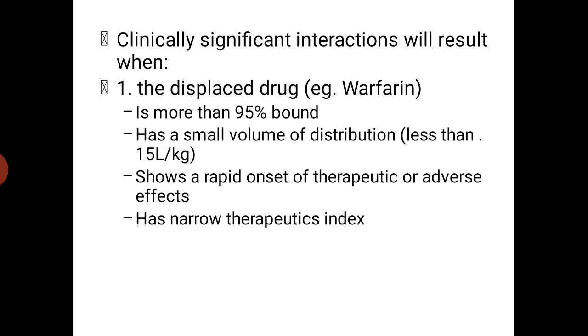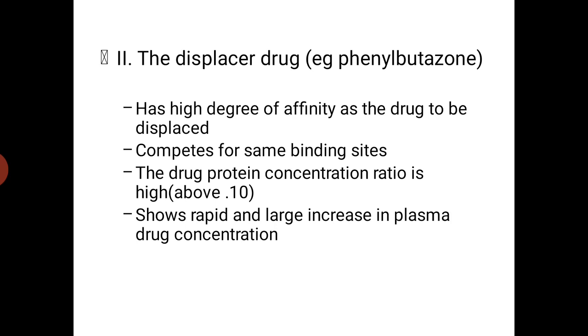Now next, when can a clinically significant reaction happen because of a displacer drug? This is simple. The displacer has a high degree of affinity compared to the drug to be displaced. We have seen phenylbutazone and warfarin. Phenylbutazone has a higher affinity than warfarin to bind with albumin. Only then can this drug interaction happen. If phenylbutazone has less affinity, it may not happen. It competes for the same binding site. That means both phenylbutazone and warfarin compete for human serum albumin. Whereas if the drugs compete for different proteins, this reaction may not happen.